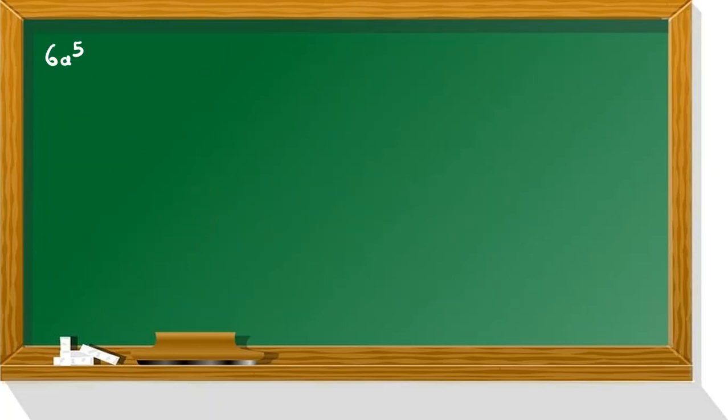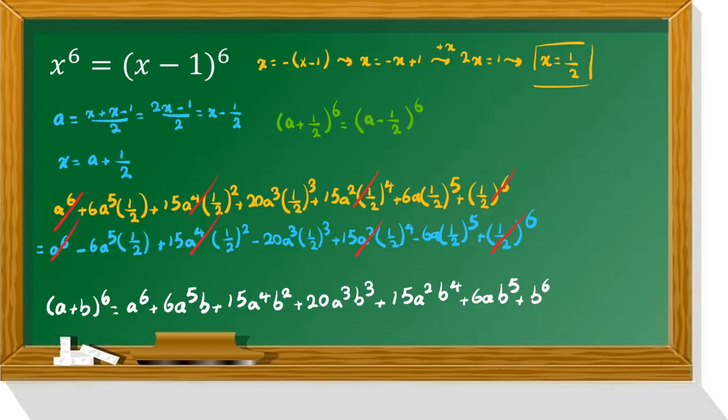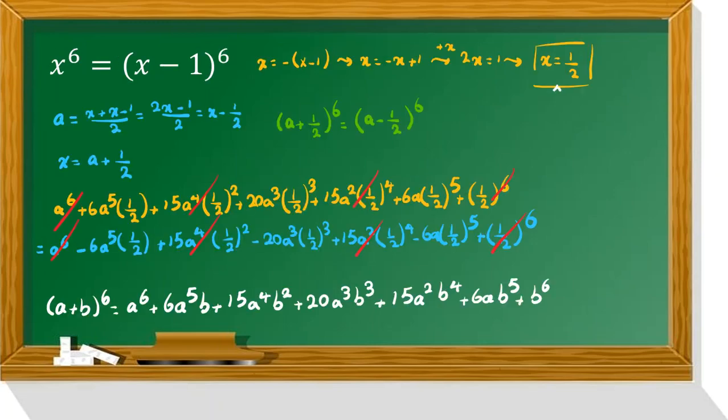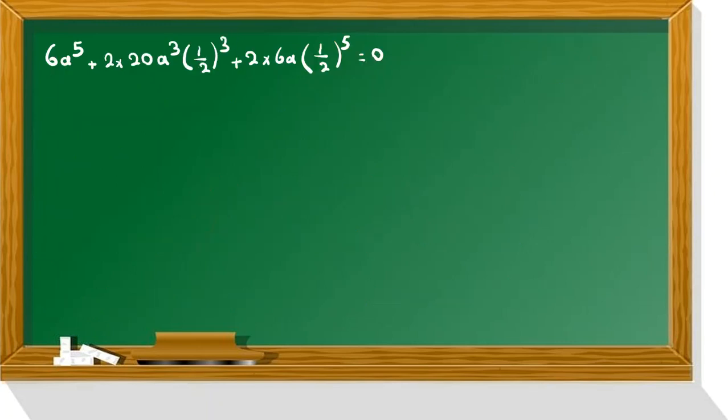So let's write 2 times 20 a cubed 1 over 2 cubed. The next term will be 6 a 1 over 2 to the 5, so we have 2 times 6 a 1 over 2 to the power of 5. Now it is equal to 0. So here we know one answer is x equal to 1 over 2, and by definition a equal to 0. So we've considered a equal to 0, so we divide both sides by a.